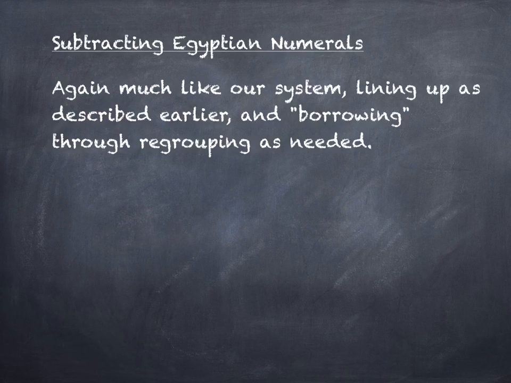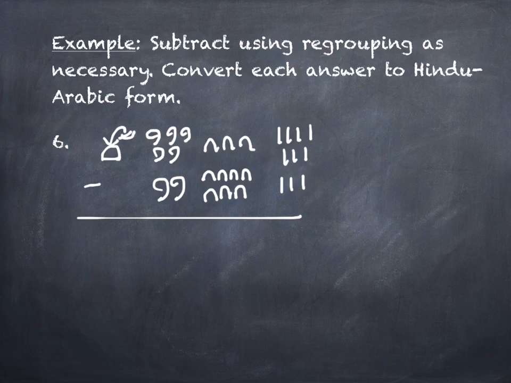Let's see. Okay, so with subtraction. Subtraction in their system, again, much like ours, lining up as we described before. And in our system, if we don't have enough in one place value, we borrow, right? They're going to do that too. Okay, so let's take a look at one. All right, taking a look at this, we have our first number with a flower, 5 scrolls, 3 heels, and 7 strokes. And then we're subtracting 2 scrolls, 7 heels, and 3 strokes. We're starting on the right-hand side just like before, okay?